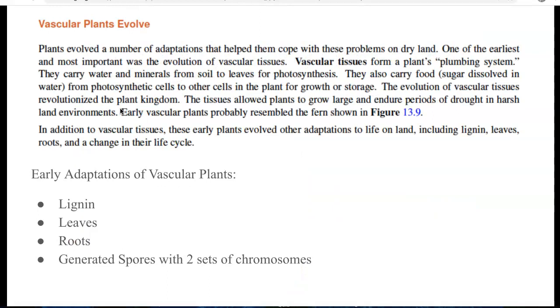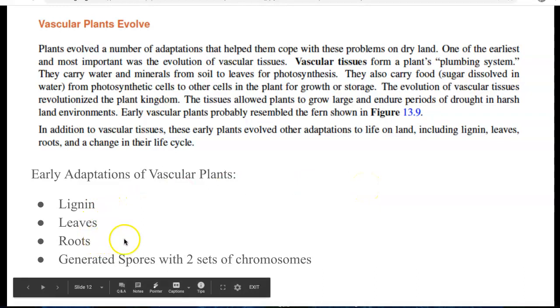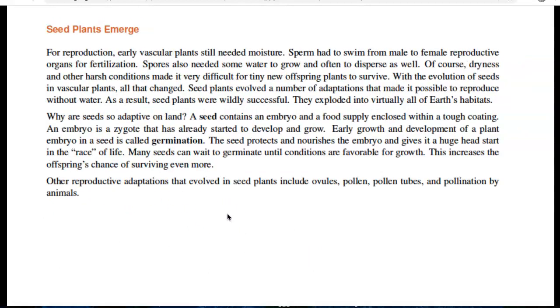Vascular plants evolve. Your book will talk about these. And vascular plants have what's referred to as a plumbing system, where they can carry minerals and water from the soil to the leaves for photosynthesis. And these early adaptations that vascular plants have were things like lignin, leaves, roots, and generated spores with 2 sets of chromosomes. You probably don't know what lignin is, so make sure you read and understand that. We know what leaves and roots are.